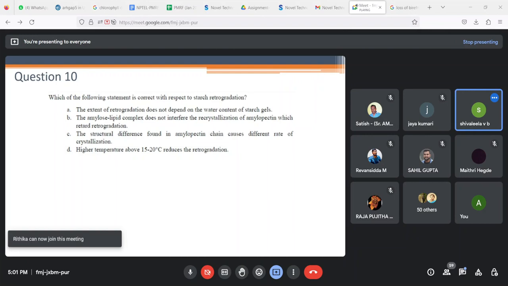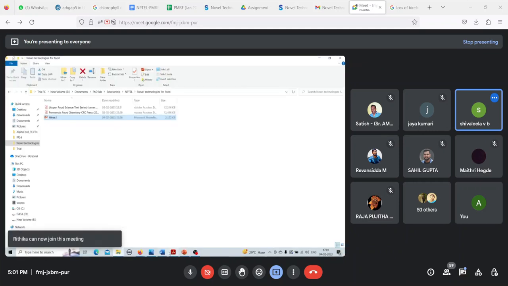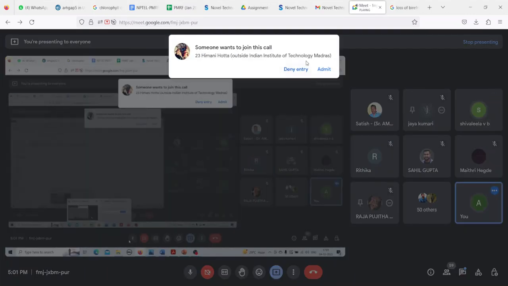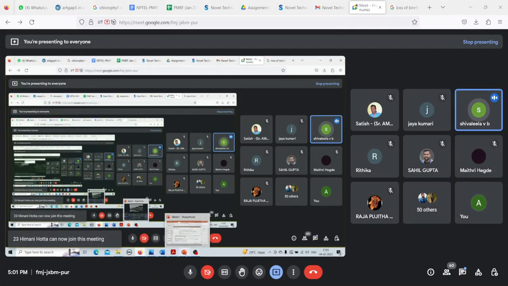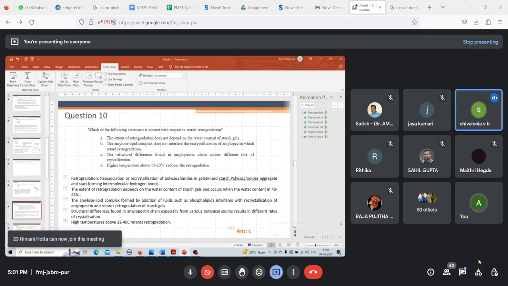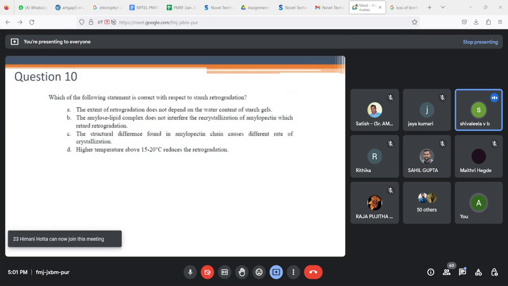So what about B? The amylose lipid complex does not interfere with the recrystallization of amylopectin, which retards retrogradation. False. Okay, so what is starch made up of? Before we go into why this is false. Carbohydrate. It's a carbohydrate, not a lipid. No, the actual components. What are the two components that starch is made up of? Amylose, amylopectin. Yeah, and what is the difference between amylose and amylopectin? Major difference? Amylose is a straight chain of molecules and amylopectin is branched.